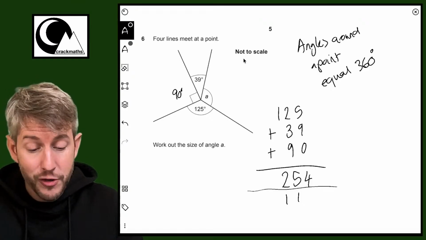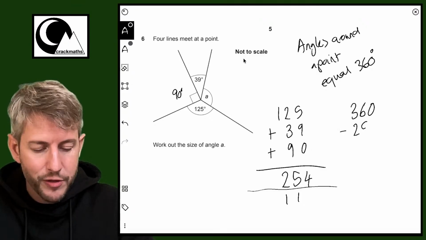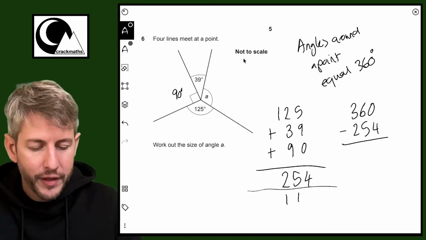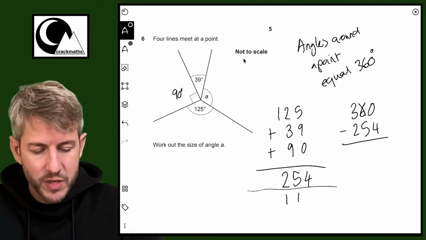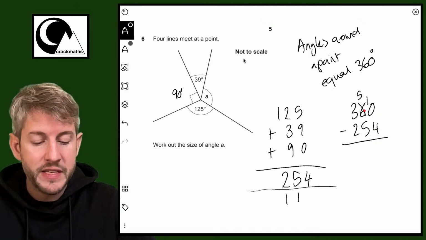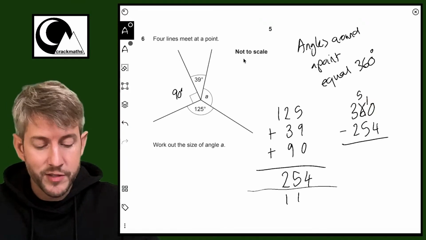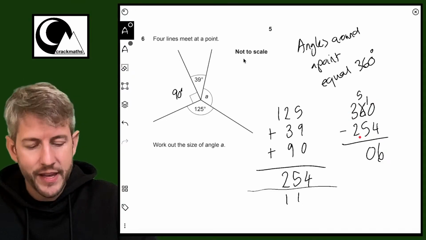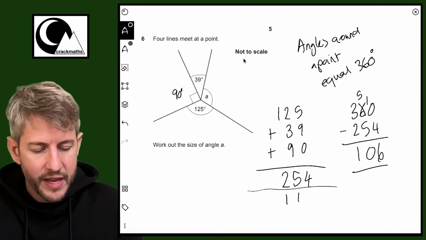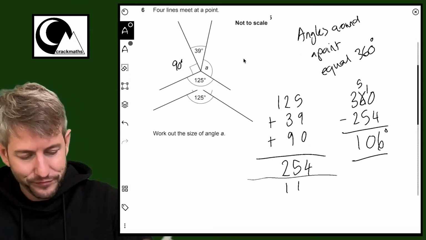So these make 254. And now we've got to do 360, take away 254. Okay, well, 0 take away 4 we can't do. So I've got to borrow 1 from here and turn this 60 into like a 50 and a 10. 10 take away 4 is 6. 5 take away 5 is 0. 3 take away 1 is 1. So here we go, we've got 106 degrees. Okay, here we go.